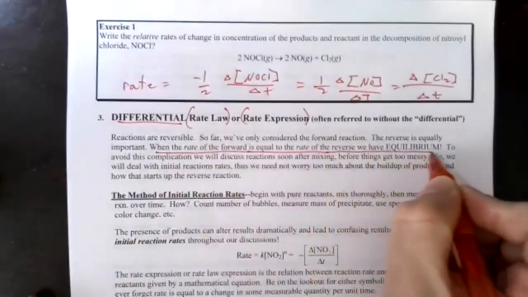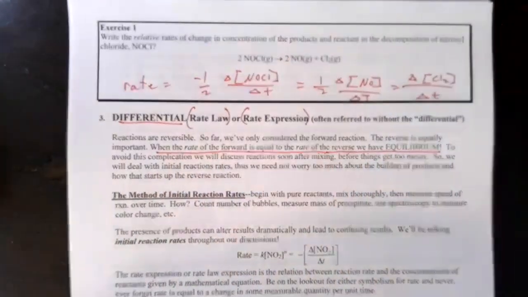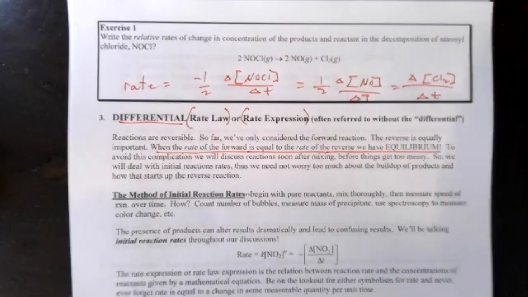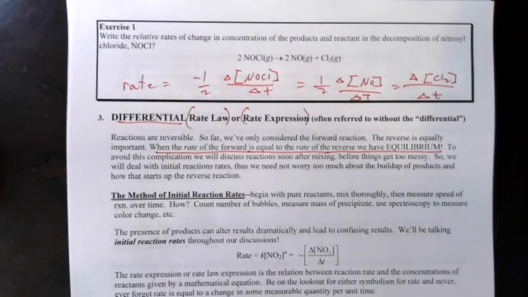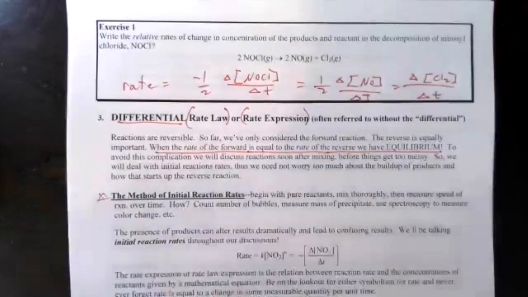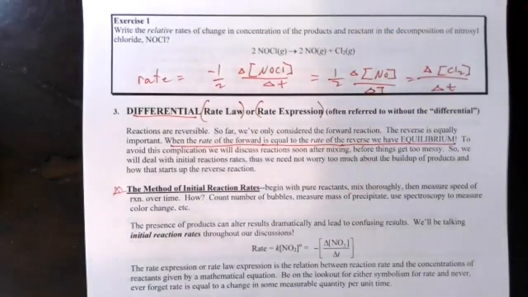And just a note here, connecting this back to equilibrium: when the rate forward is equal to the rate reverse, you are at equilibrium. Equilibrium does not mean there is no change. It means the change forward is equal to the change reverse. Well, we've got a method of doing this with the initial reaction rates.